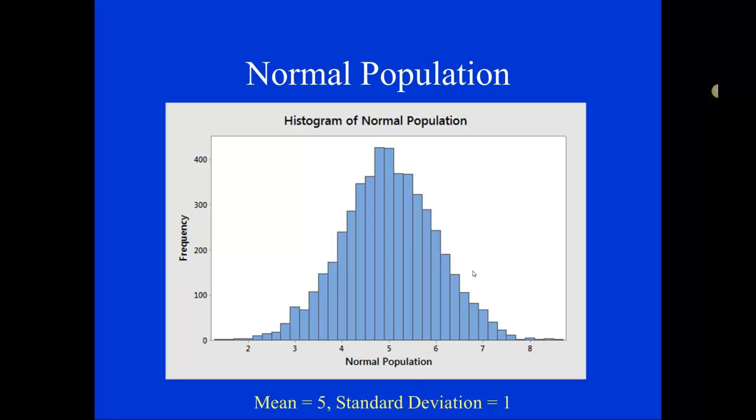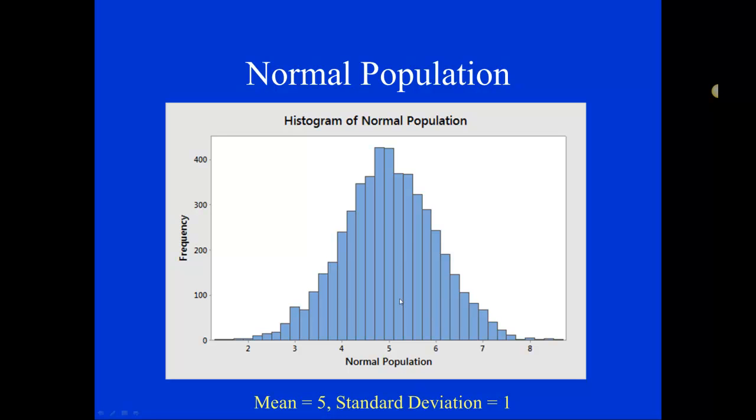So here I've generated a population based off of a normal distribution, and this population has a mean of 5 and a standard deviation of 1. And this population has a lot of individuals in it, and so this graph here, because it represents the population, is made up of all the individuals in the population.